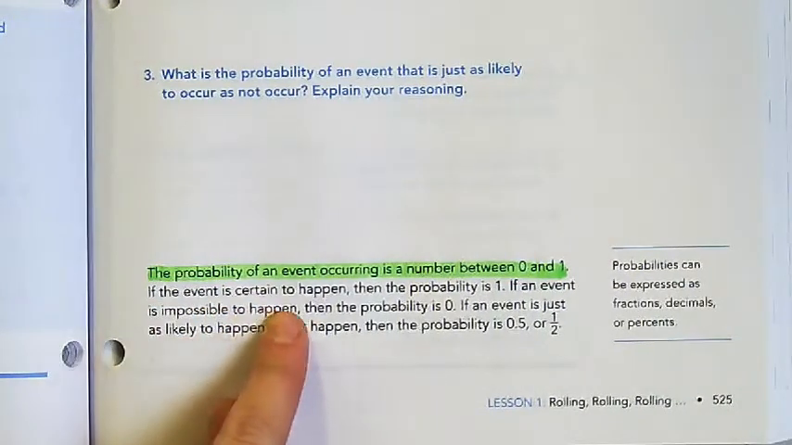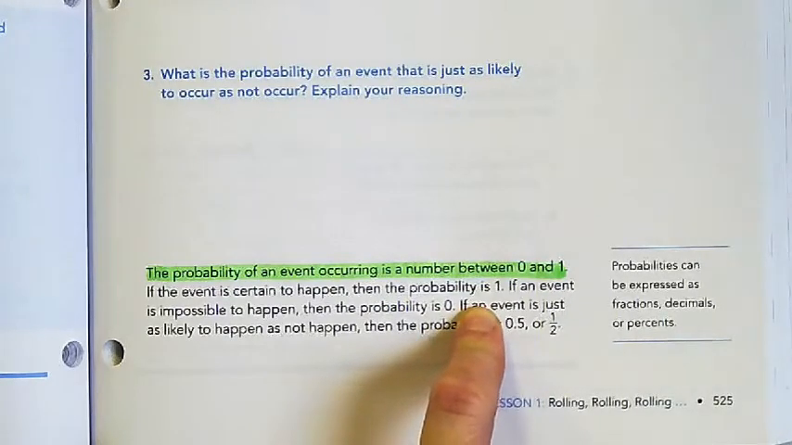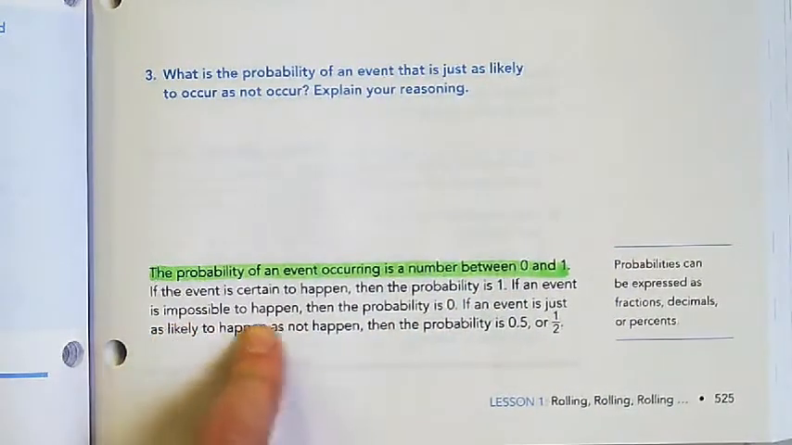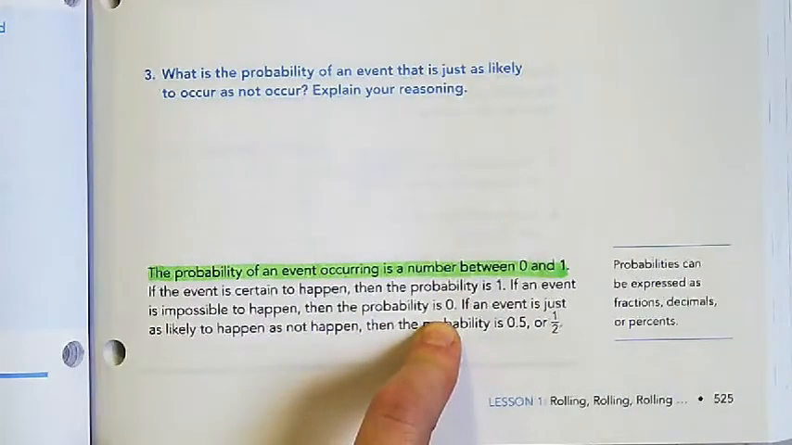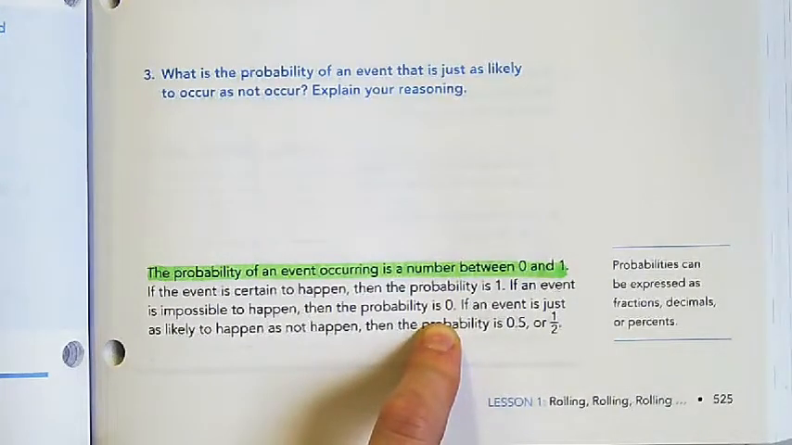If the event is certain to happen, then the probability is 1. So if it's definitely going to happen, the probability is 1. Like spinning that spinner and getting not vowel. Every single time you spin that spinner, it will not land on a vowel. So that's certain. If an event is impossible to happen, then the probability is 0. Just like that spinner. The probability of spinning a vowel was 0. So that's impossible. Doesn't matter how many times you spin that spinner, it is never going to land on a vowel.